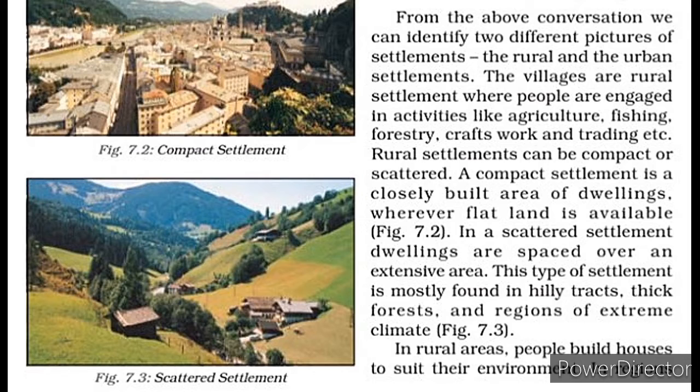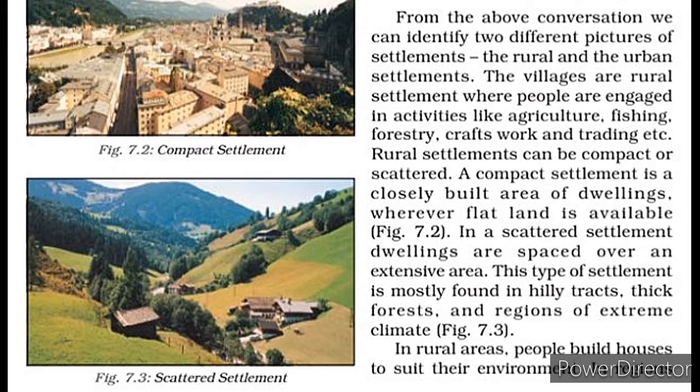A compact settlement is a closely built area of dwellings wherever flat land is available. In a scattered settlement, dwellings are spaced over an extensive area. This type of settlement is mostly found in hilly tracts, thick forests, and regions of extreme climate.